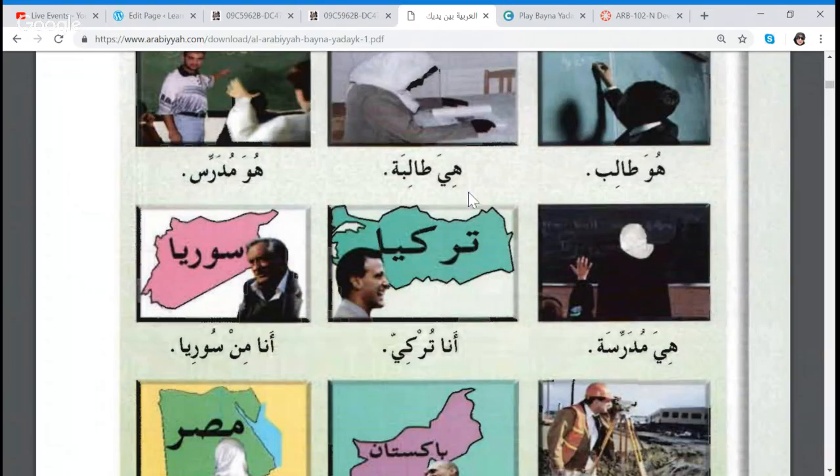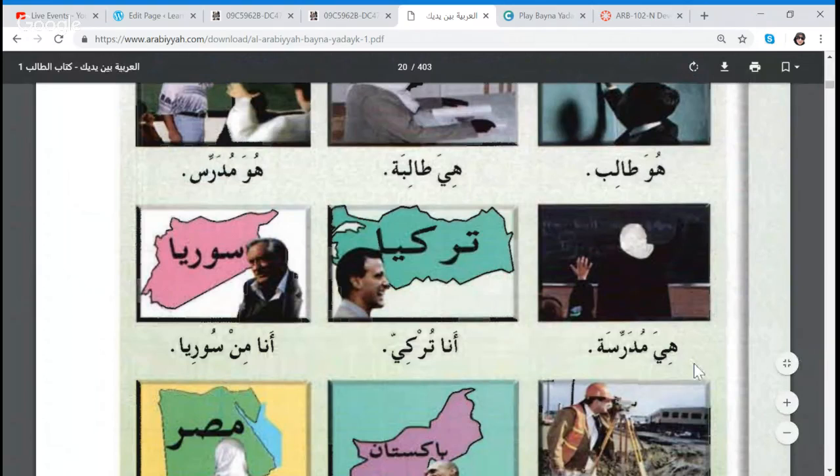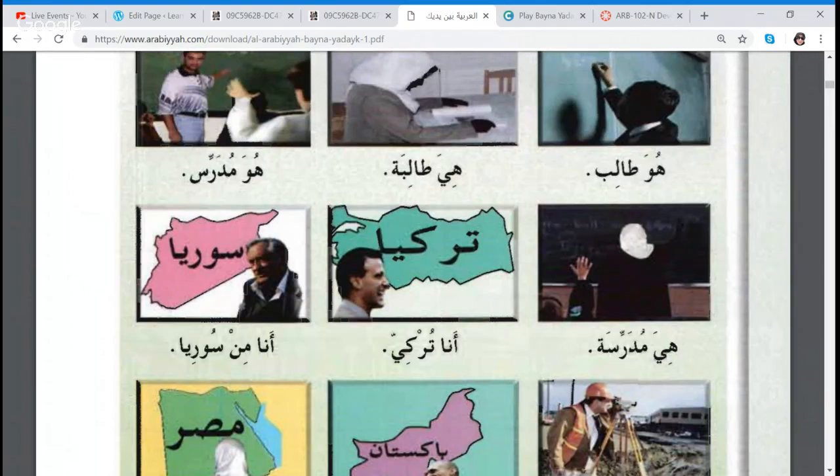Hiya talibatun. She is a student. Very good. Huwa mudarrisun. He is a teacher. Good. Hiya mudarrisatun. Yes.